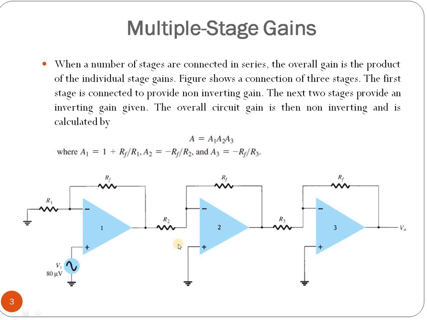That is the resistor connected with op-amp 2. Then the gain of number 3 is minus Rf by R3, where R3 is connected with the third op-amp. So in this way we can calculate the individual gains, and then finally the total gain will be the multiplication of all the gains. And the overall circuit gain is non-inverting, because the first one is non-inverting and the later two parts invert, and invert again. So two inversions, the minus becomes plus, so the final result is non-inverting.